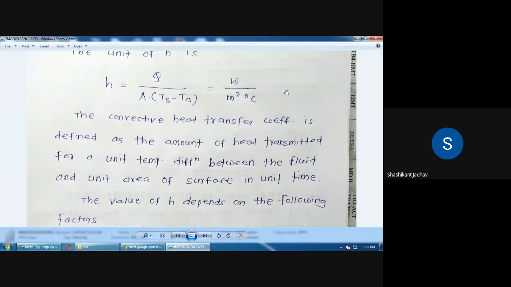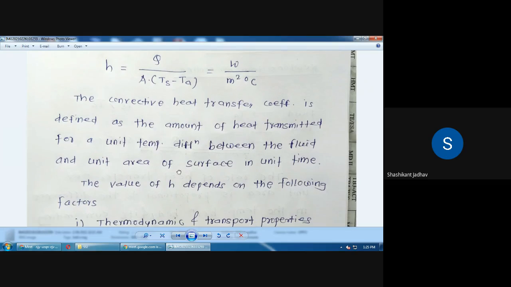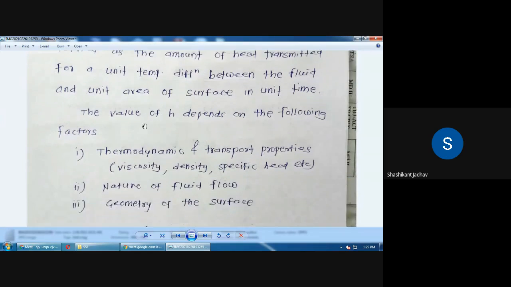Okay, then write down the value of H. The value of H depends on the following factors. The value of H, that is convective heat transfer coefficient, depends on the following factors.